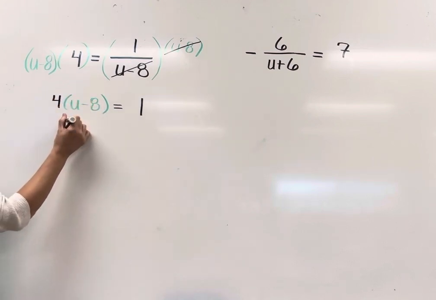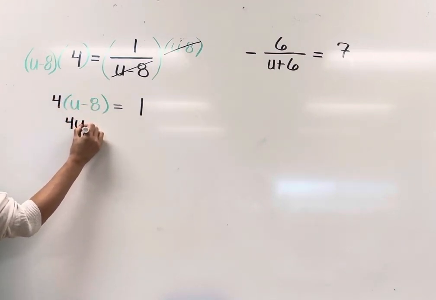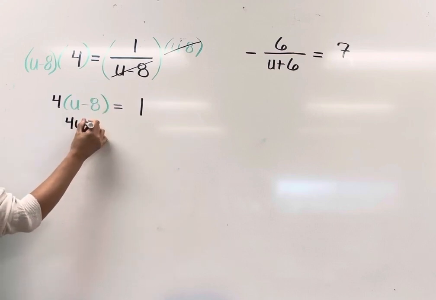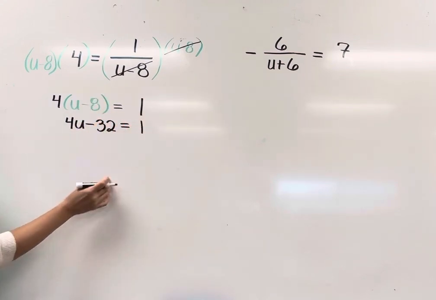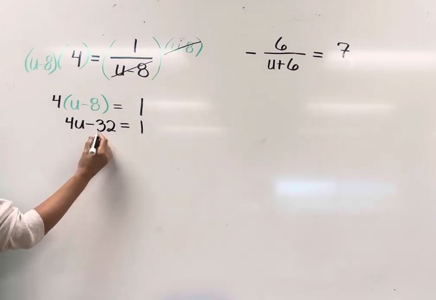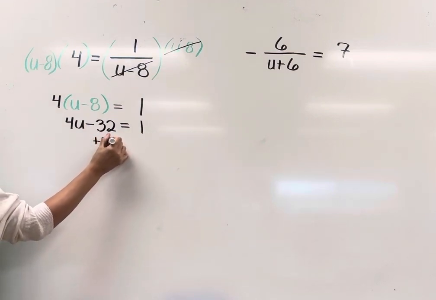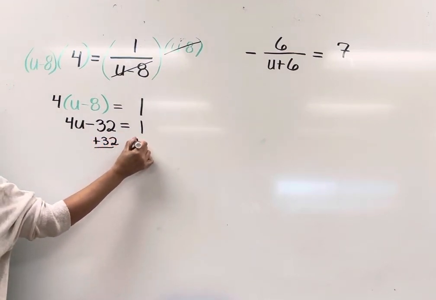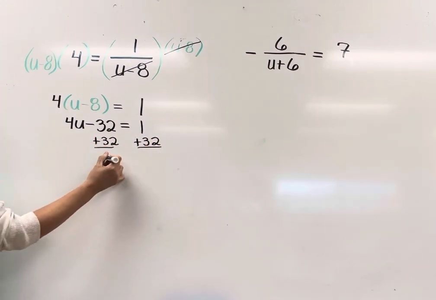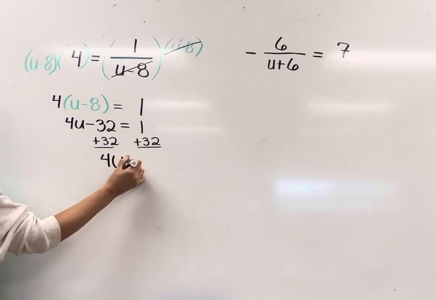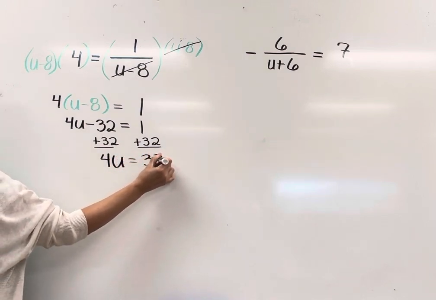Okay, then let's go ahead and distribute the 4 through. 4 multiplied by u is 4u. 4 multiplied by negative 8 is negative 32. Bring down the 1. Let's move over the number. I'm going to undo addition and subtraction first, or think of it as letters on one side, numbers on the other. So I have 4u equals 33.